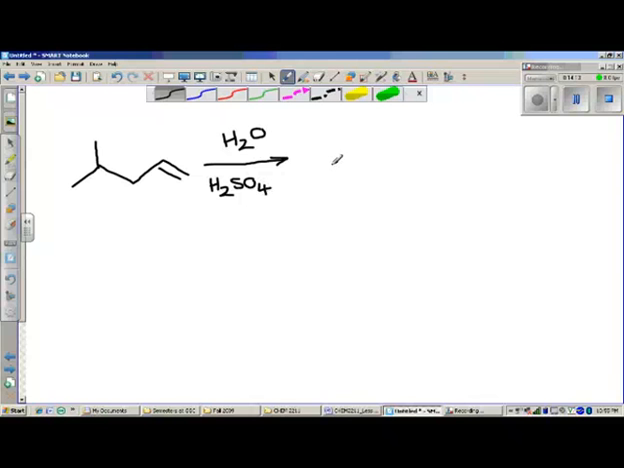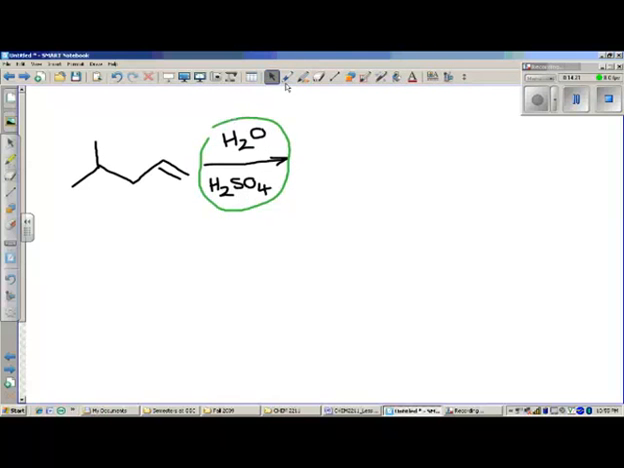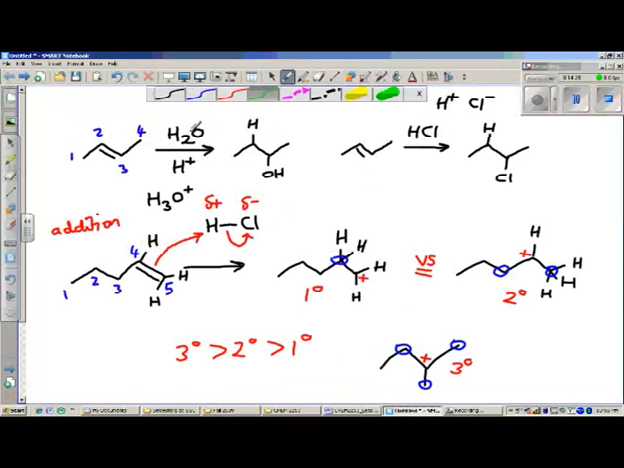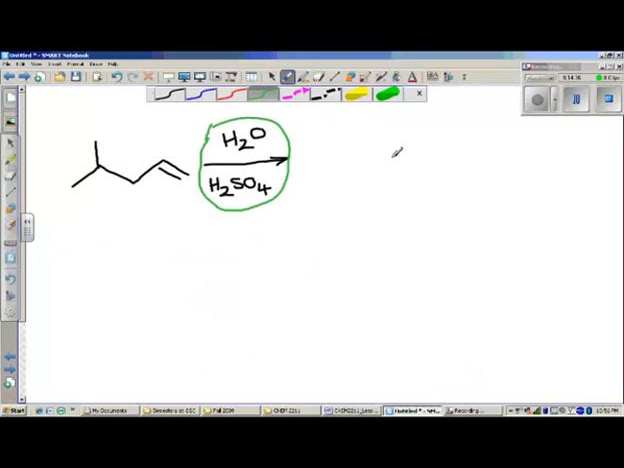What we're going to do first is draw out the product, and let's see if we can figure out the mechanism. The important thing to remember here, when we're adding H2O and H2SO4, is what I said a couple of slides ago. When we have H2O and an H+ catalyst, we're going to be forming an alcohol. We're still going to be following Markovnikov's rule.